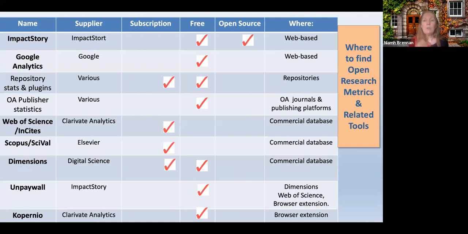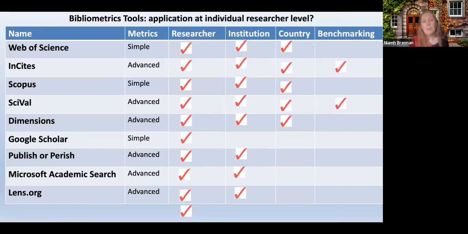So in terms of where to find open research metrics and related tools, again, I have Impact Story, Google Analytics, repository statistics, open access publisher statistics, and then some of these databases come in with their version, usually using Unpaywall data in the Web of Science, in Scopus, Dimensions. You'll find the breakdown by open access publications as well. But if you don't have a subscription, there are alternative sources that you can see here. And this is about the application at the researcher level that I've given you an idea of already.